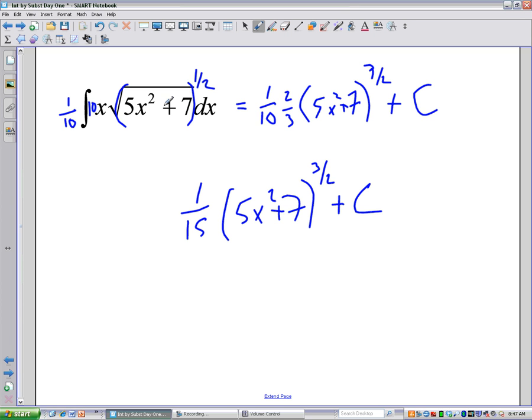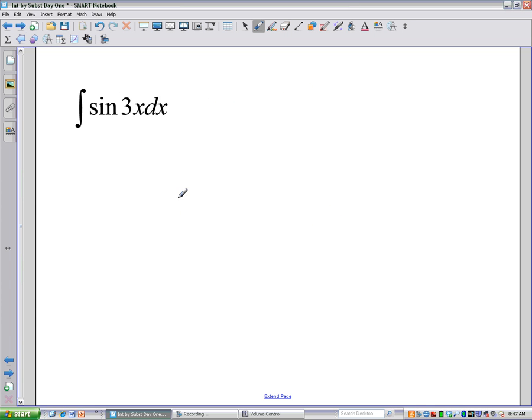Okay, just looking for that pattern. We have something raised to an exponent. We have the derivative of that something outside. Okay, where's the 10x go? It goes away the same way it would show up when I did the derivative of this. And, oh, it works with sines and it works with cosines.